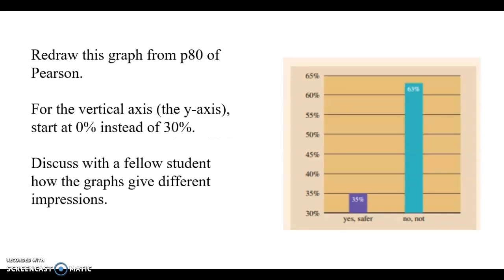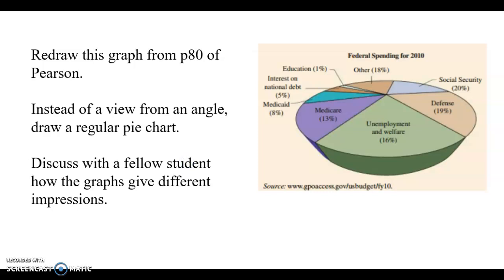We're going to look at misuses of graphs. I'm directing you to look at page 80 here. I believe all of these are on page 80. So redraw this, but show the percentages below 30% also. And then redraw this pie chart, which they've shown at an angle, but do it from above as you do a normal pie chart. And I want you to discuss all of these with other students or someone around you if you don't happen to be at school when you're doing it.